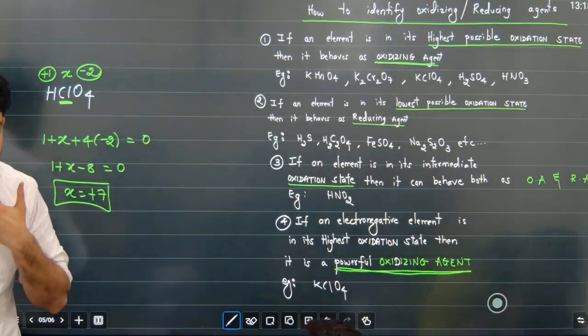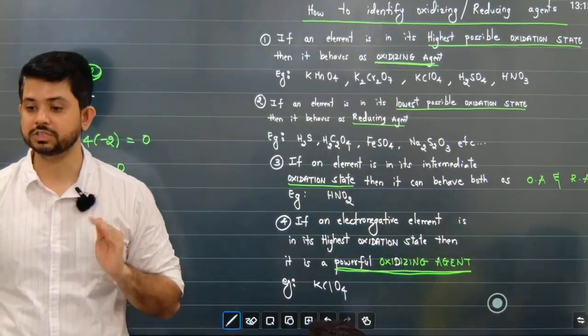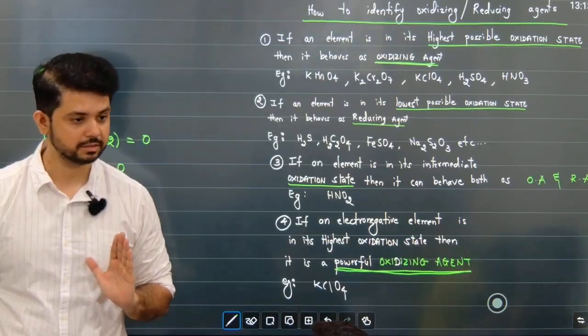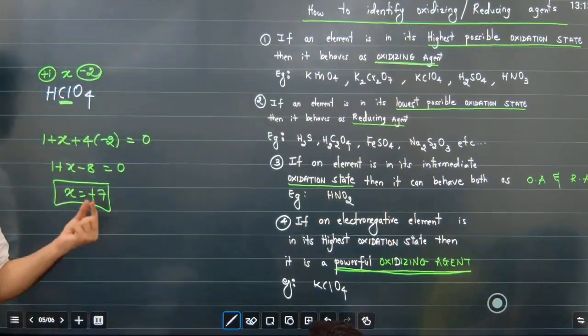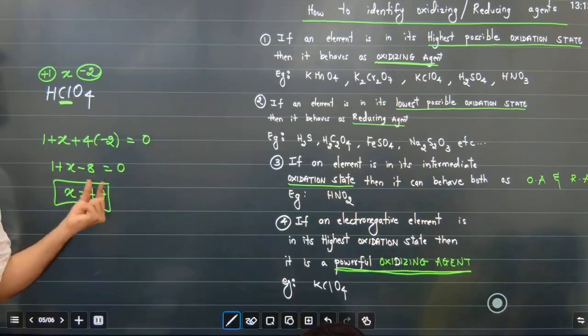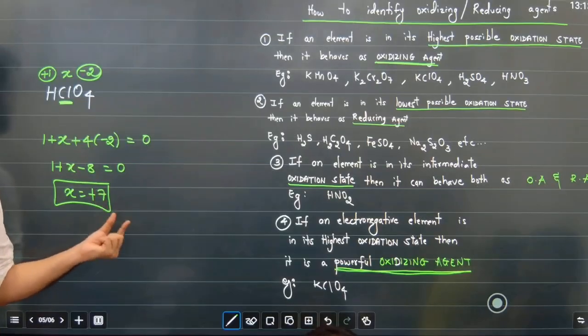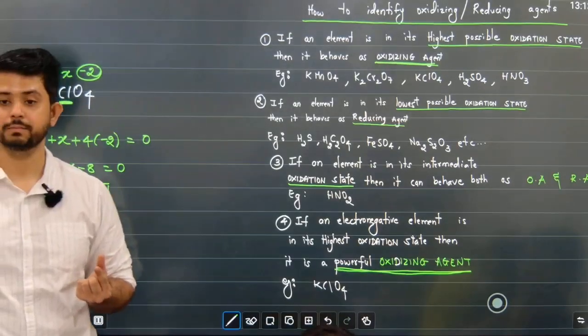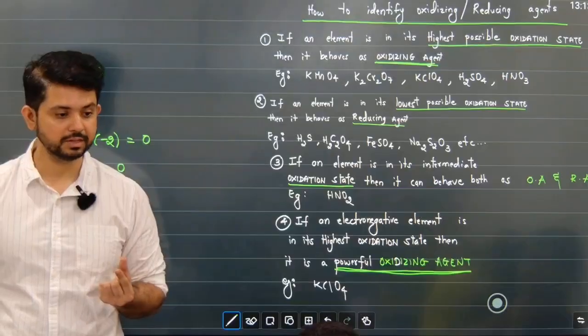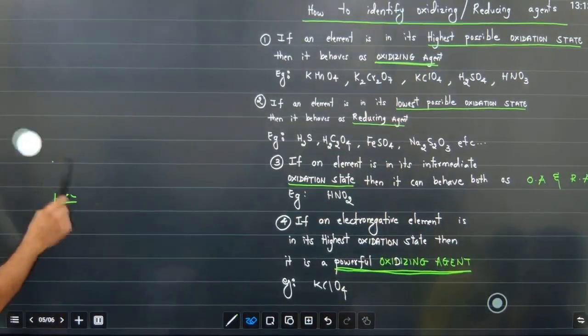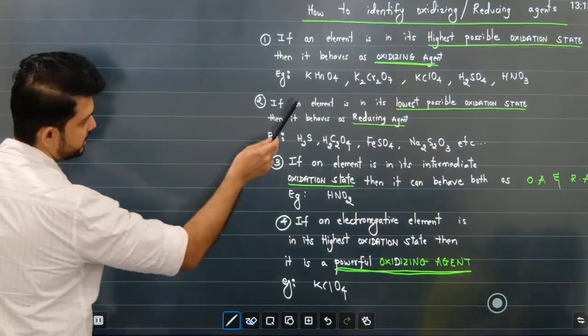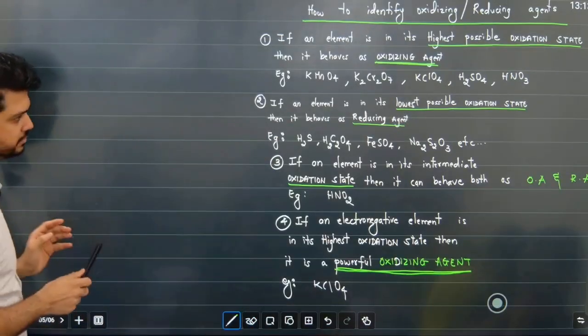That means chlorine has given away, actually shared, every electron it had. From here chlorine will only want to gain electrons. So chlorine, yes, it's an electronegative element, plus it is in its maximum oxidation state, so it will try to gain as many electrons as possible. Did you people get that? Okay? So this is how you identify a powerful oxidizing agent or an oxidizing agent.